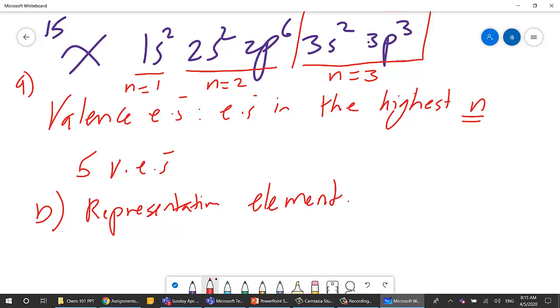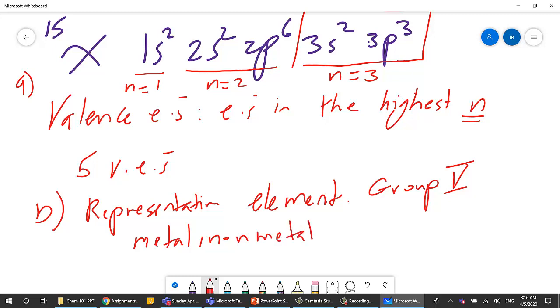Now, is this a metal or non-metal? We cannot say, because, as I told you, the valence electrons determine the group. So this is in group 5. We know that because it has 5 electrons in the valence shell. But we don't know if this is a metal, non-metal, or a metalloid, because without looking at the periodic table, we cannot honestly tell.